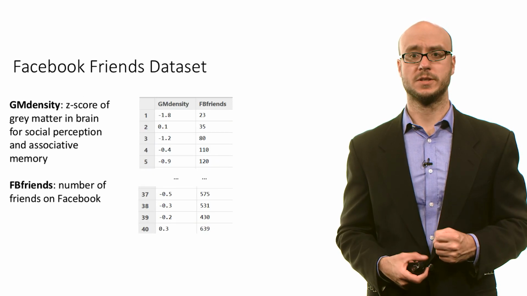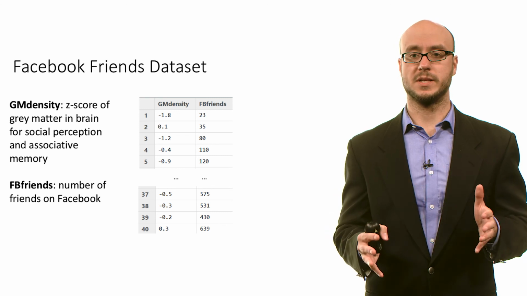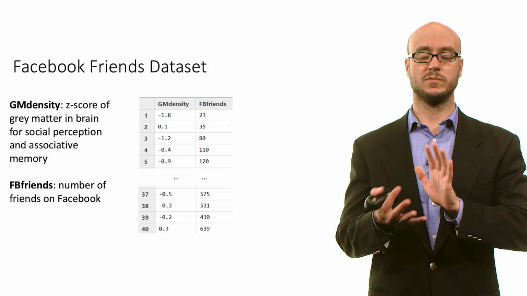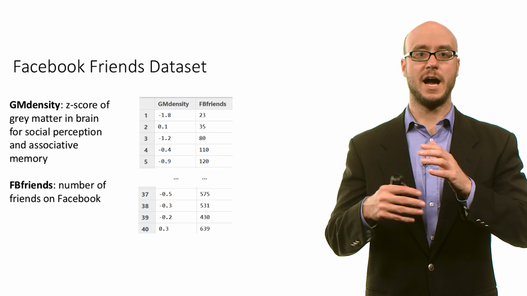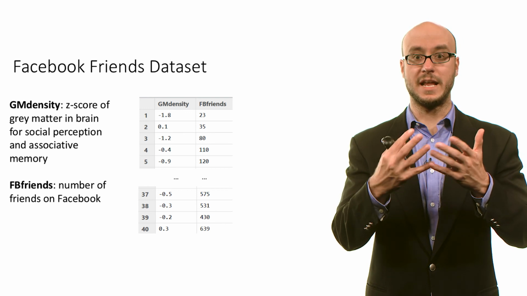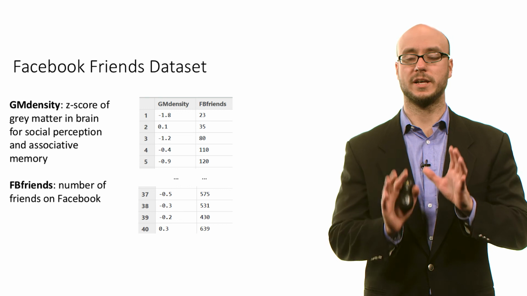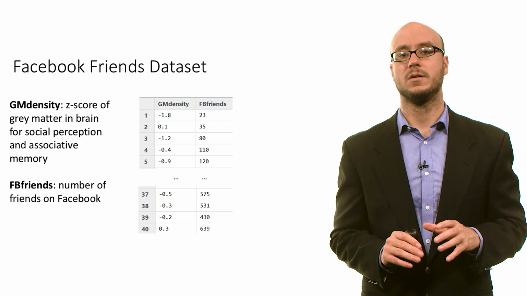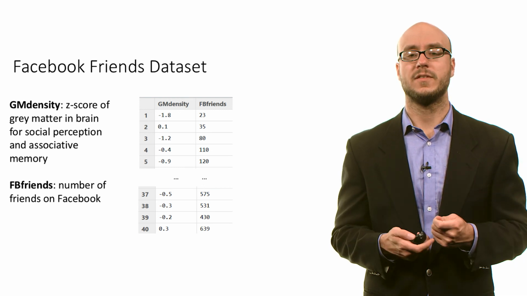How can you do this? Well, here's the data set, and this is a real data set. This is based on an actual psychological study. In their study, they wanted to show that the more Facebook friends you have, the higher the density in certain parts of the brain related to social perception. So they were looking at a specific measure of association. For our purposes right now, we want to look at this value for the number of friends on Facebook.